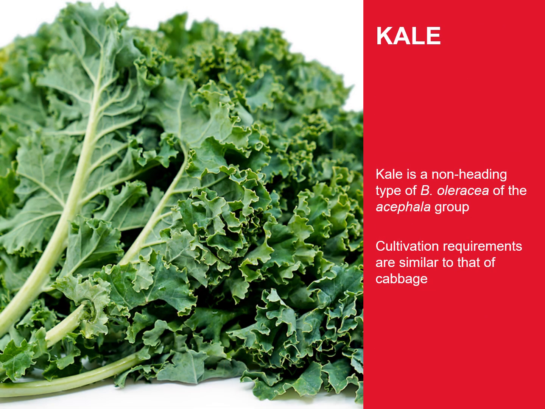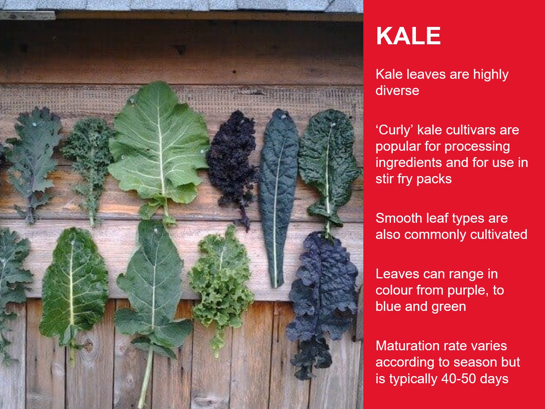Then we'll move on to the true leafy types of Brassicales. So kale is a very popular type of non-heading Brassica oleracea, and it's part of the Acephala group. The cultivation requirements I won't go into too much, but they are very similar to that of heading cabbage. As with a lot of Brassica and Brassicales cultivars and species, the cultivars are highly diverse.